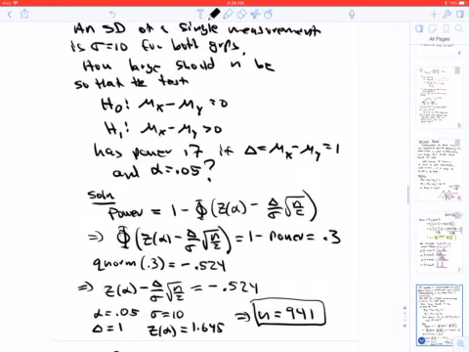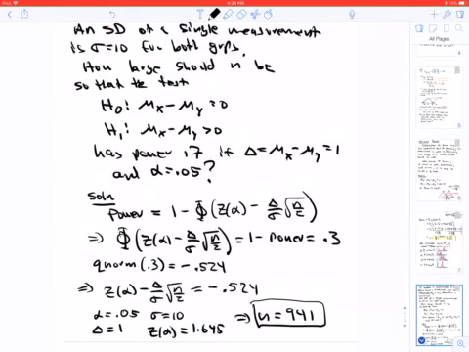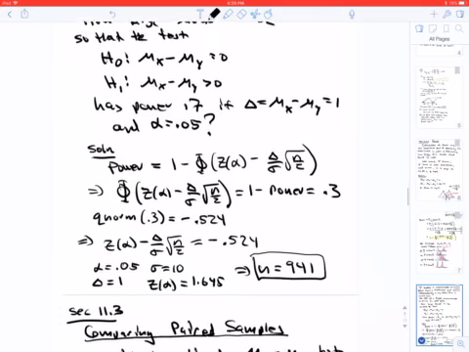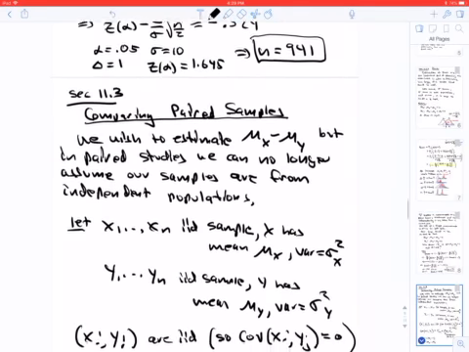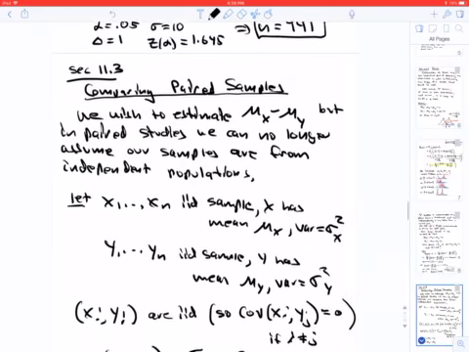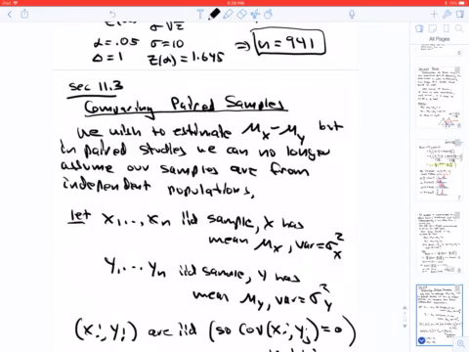Here's an example of doing a power calculation, and this is very straightforward. We're just solving for n. Power is given by the formula we just derived, and you solve for n by basically taking the inverse CDF of both sides of the equation. Okay, so I think at this point we took a break.